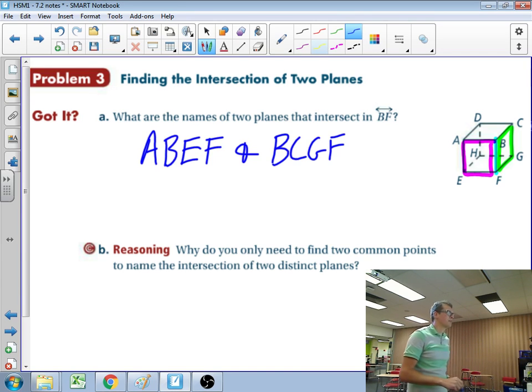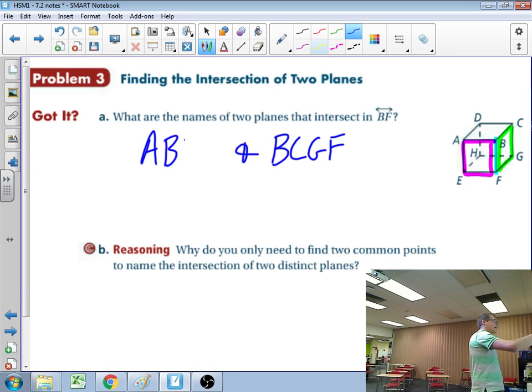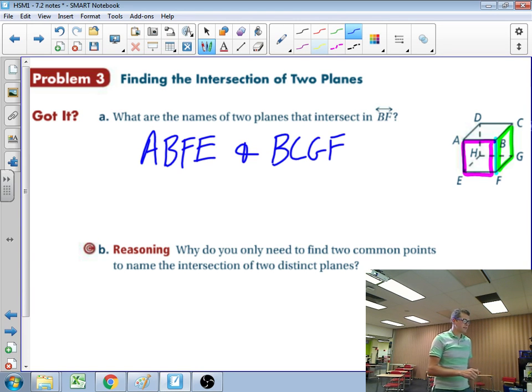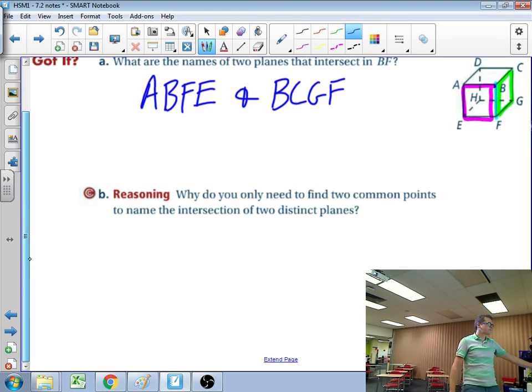And those are my two planes that intersect. Notice they both involve the B and the F. I actually put this in the wrong order. That should be A, B, F, E. And then B and F here at the beginning and the end, because they are those two endpoints.